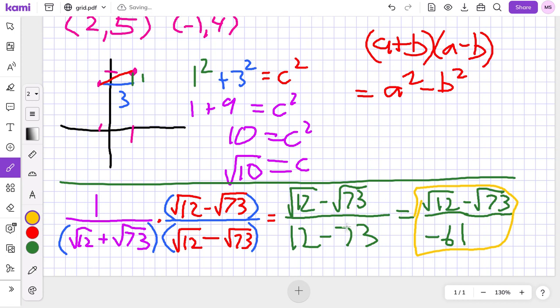The key is really that you know how to do this, and that when you multiply by this, you get this right here, because that's the key to making the denominator not irrational.